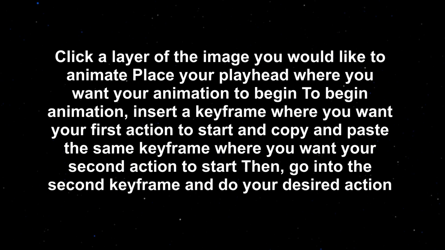Click a layer of the image you would like to animate. Place your playhead where you want your animation to begin. To begin animation, insert a keyframe where you want your first action to start, and copy and paste the same keyframe where you want your second action to start. Then go into the second keyframe and do your desired action.